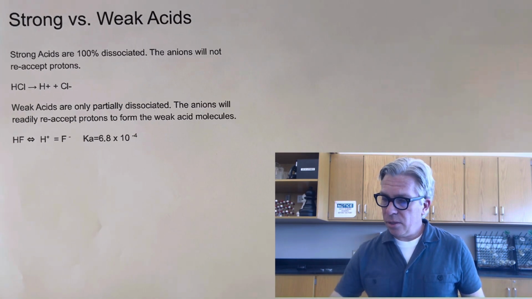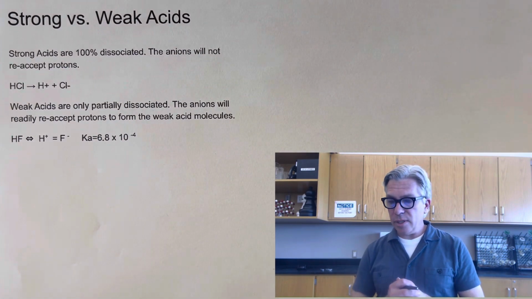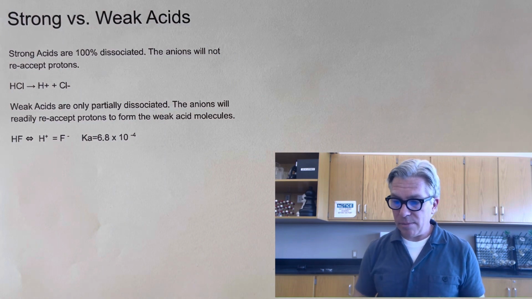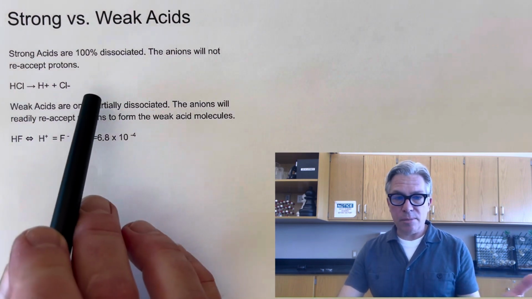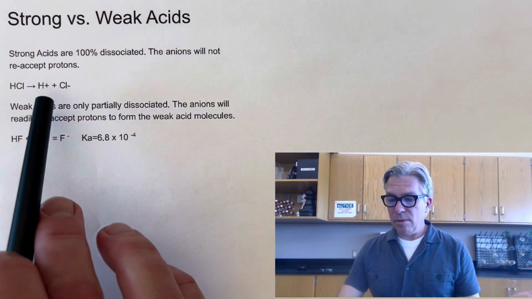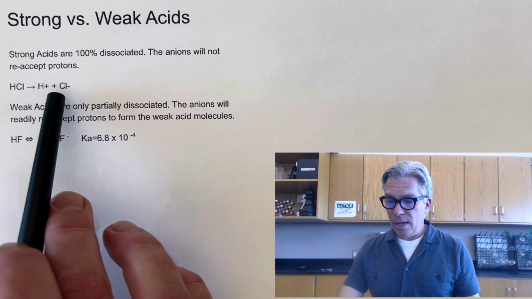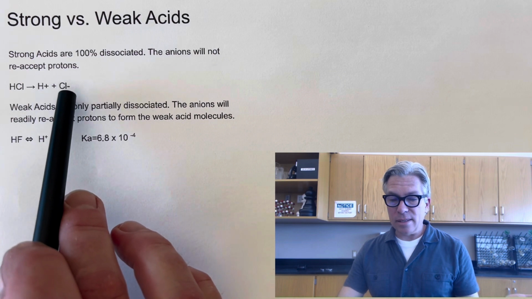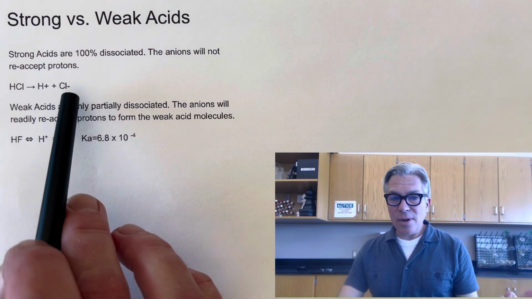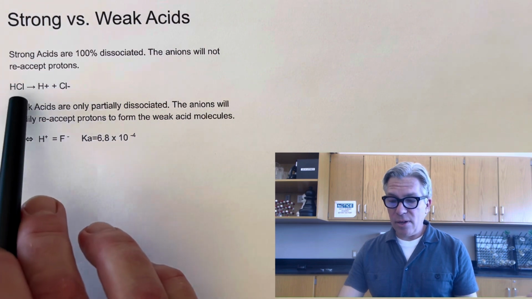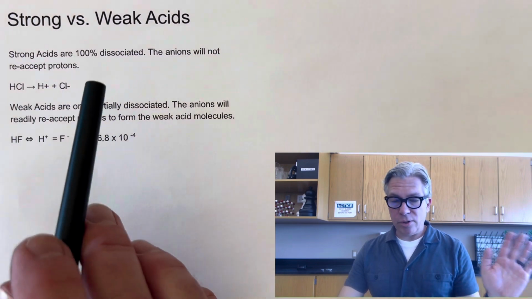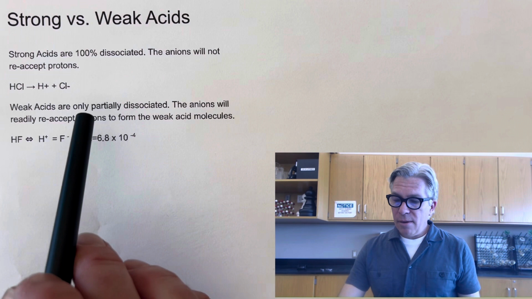Here we go. Strong acids are those that are 100% dissociated. The anions will not reaccept the protons. And so hydrochloric acid just breaks apart 100% of the time, and those ions are just going to be floating around in solution. And that chloride ion has no desire to get back together with the hydrogen. It's a very weak chemical bond. Water just broke it up, and they're not going to reform.